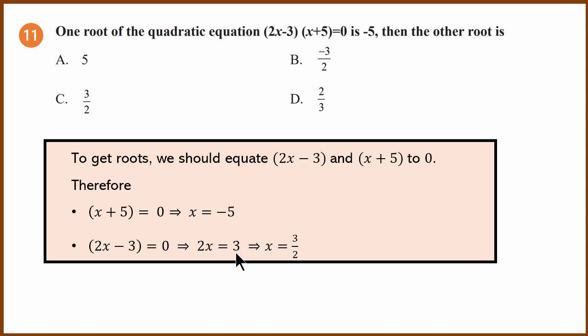2x equals 3. Then what can we say x is? We can say x is 3 divided by 2. Why? You can take the 2 to the right hand side, and when it goes to the right hand side it becomes division. So when division happens, it is 3 by 2. Okay? So the correct answer is C.